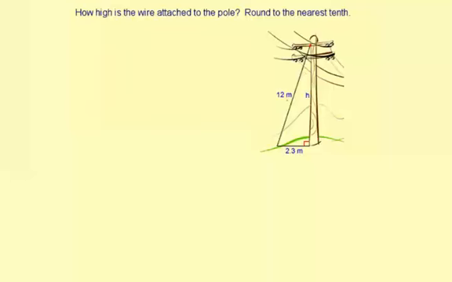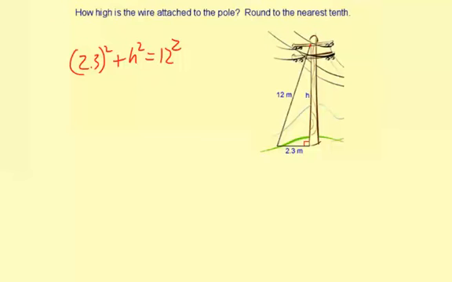Definitely a right triangle, so we can use the Pythagorean theorem. Now this 12 is the longest side, it's the hypotenuse, so that's going to be the number by itself. So we're going to have 2.3 squared plus h squared equals 12 squared.